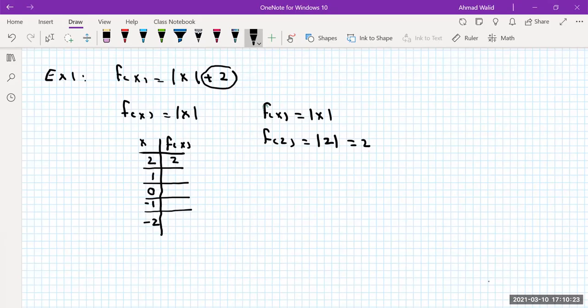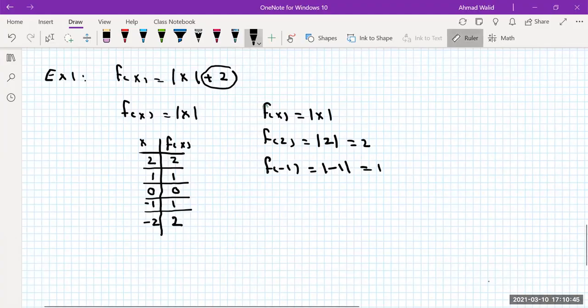When x is 1, f of x will become 1. F of 0 is 0. F of -1: absolute value of -1 is again 1. F of -2 gives you 2.